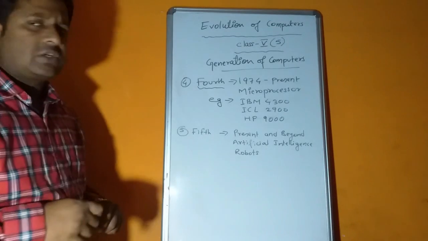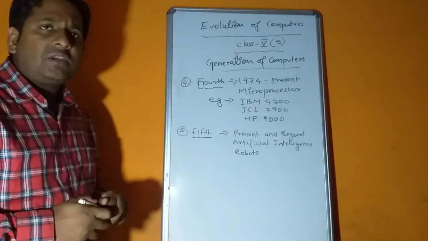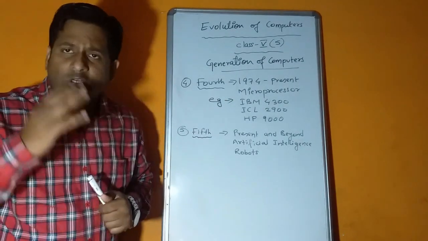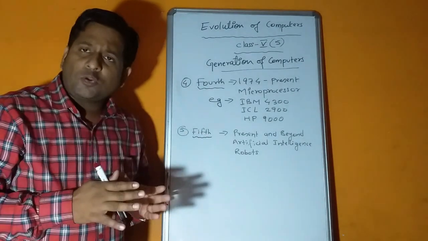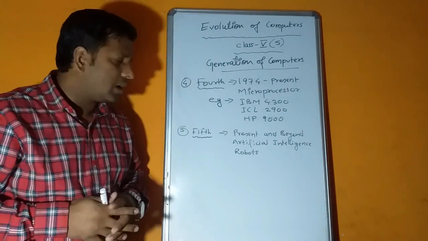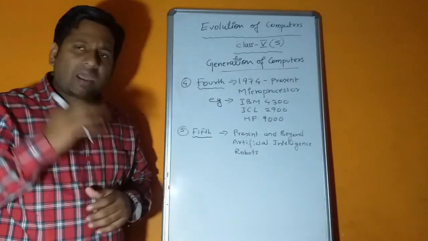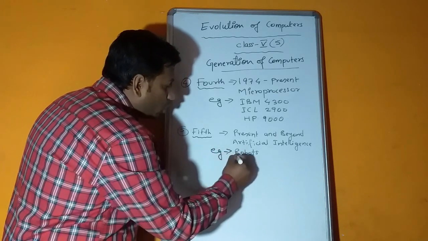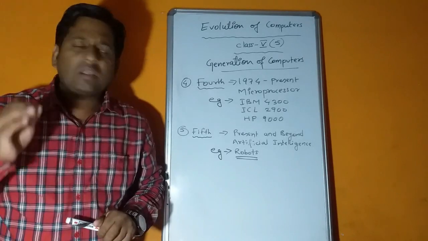After the fourth generation, we came to the fifth generation. Fifth generation computers start from the present and will go beyond, into the future also. Fifth generation computers will replace the microprocessor with artificial intelligence, that is AI. Computers will have the power to think, to decide, to take decisions. Examples of fifth generation computers are robots. Robots are examples of fifth generation computers.